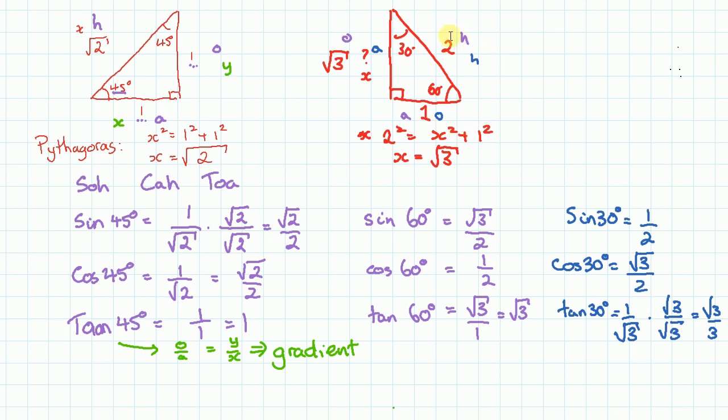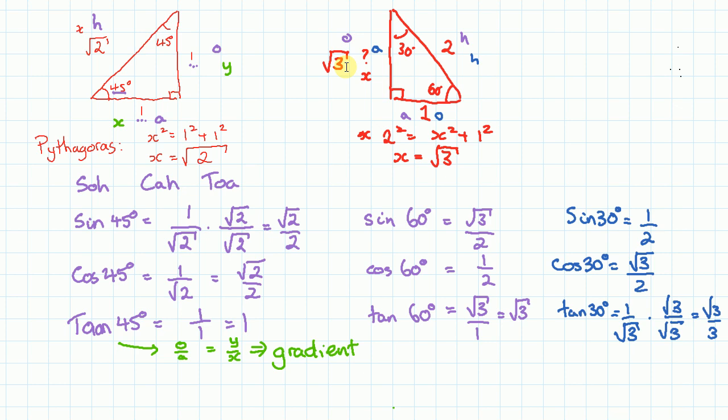But we've got another angle, the 30 at the top here, and we relabel it for opposite, hypotenuse and adjacent again. The sine now is 1 over 2, opposite over hypotenuse. Cosine is the root 3 over 2, the adjacent over the hypotenuse. And the tan of 30 is 1 over the square root of 3.